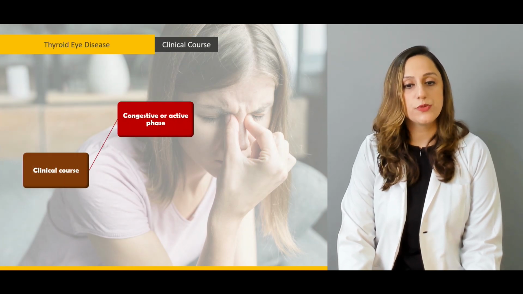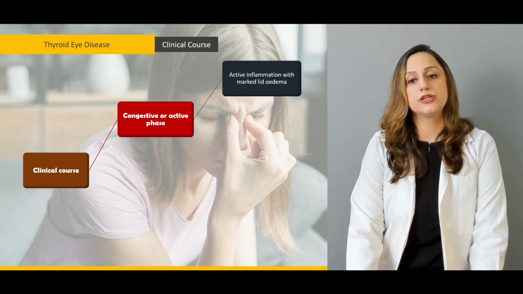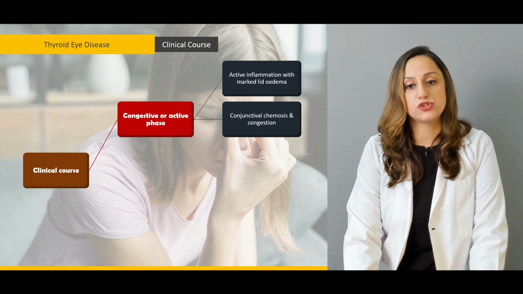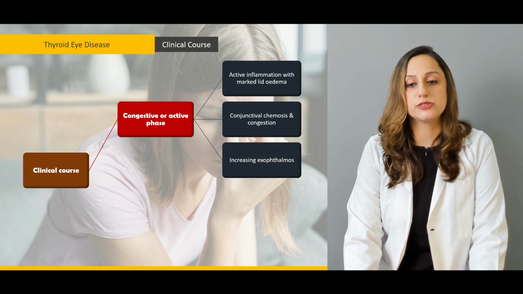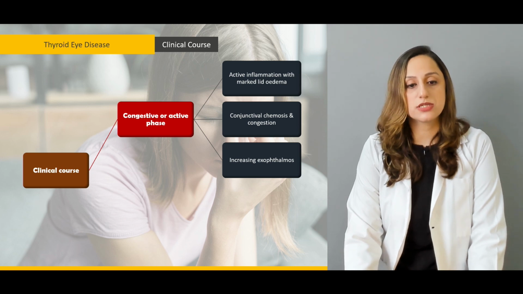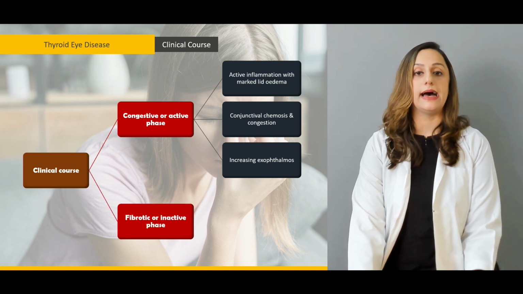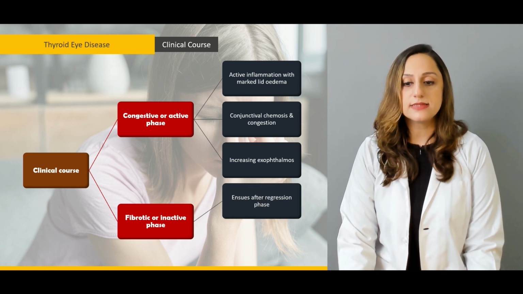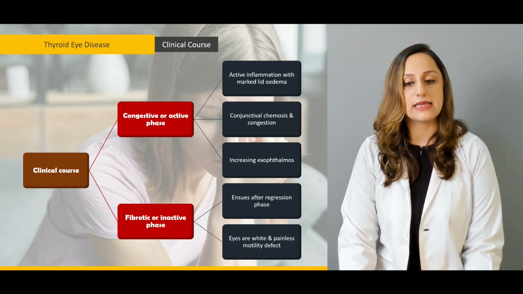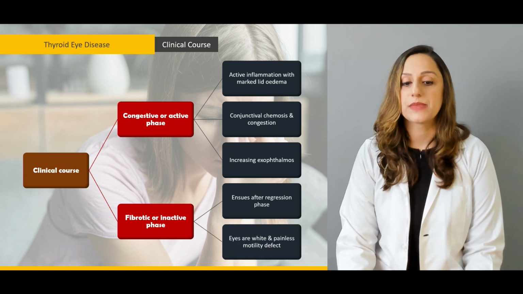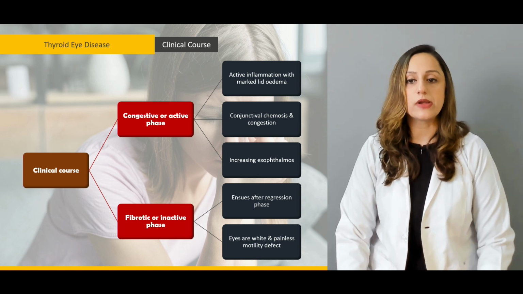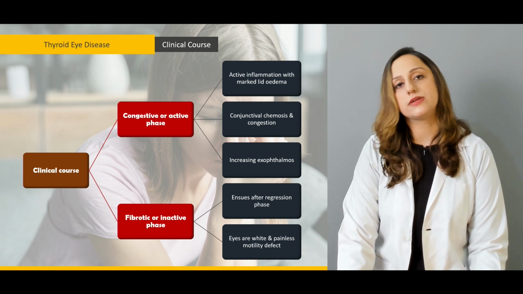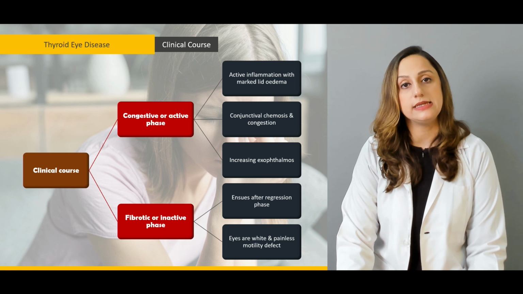The clinical course would be a congestive or active phase that would include the active inflammation with marked lid edema, conjunctival chemosis and congestion, which is also noted down in these individuals. We have increased exophthalmos noted down in these individuals. And on the other hand, we have the fibrotic or inactive phase, which ensues after the regression phase, and the eyes are wide and painless, and the motility is also affected. So depending upon whether it is an active disease or inactive disease, we'd see in what phase pathologically the patient is lying.